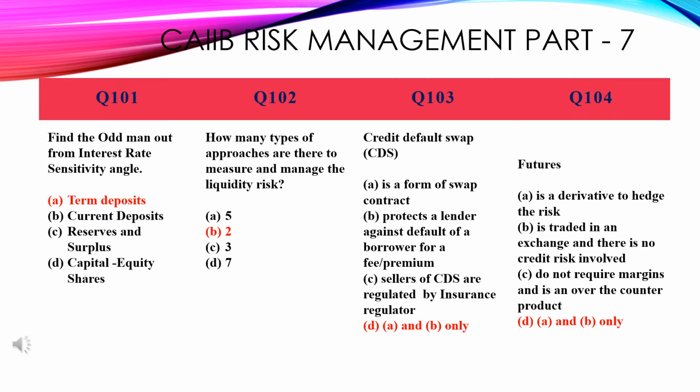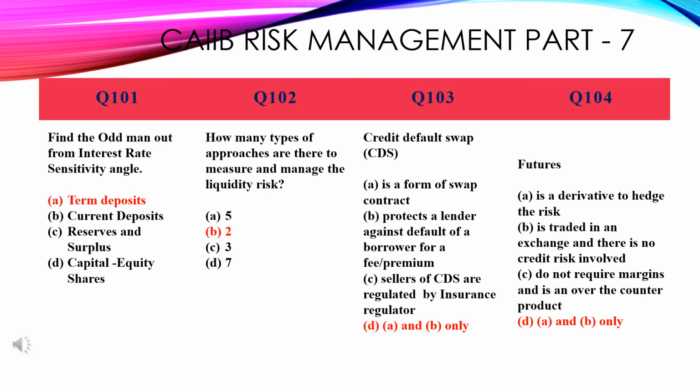The next question is, how many types of approaches are there to measure and manage the liquidity risk. See friends, to measure and manage the liquidity risk, there are only 2 approaches. The first approach is stock approach. Second is flow approach. That's why the answer to this question is B, 2. Why? Because there are only 2 types of approaches for measuring liquidity risk. Okay, so the approach names are stock approach and flow approach.